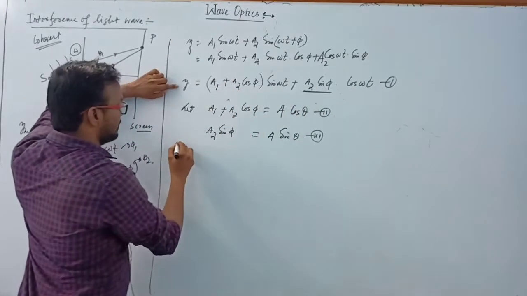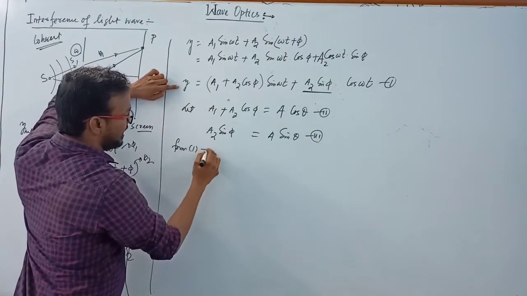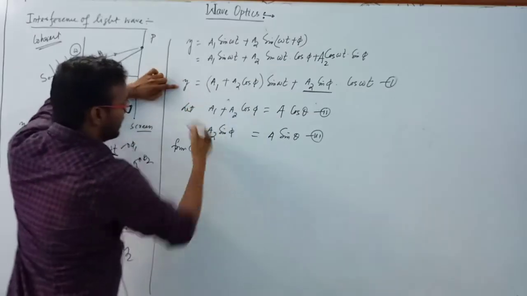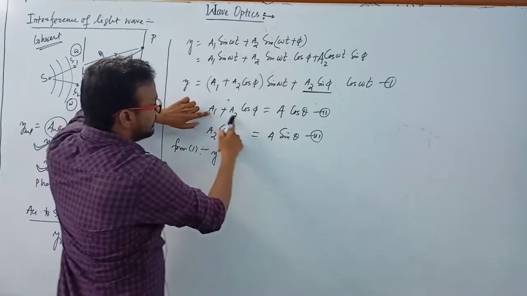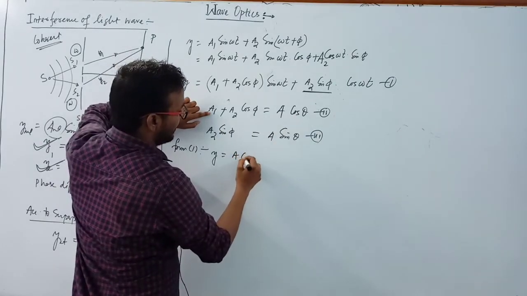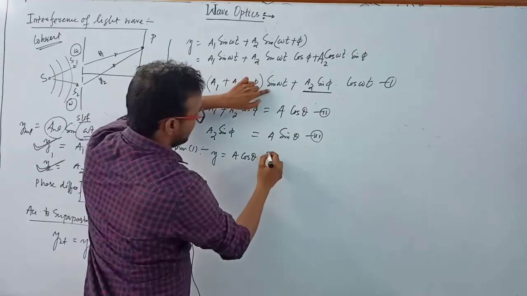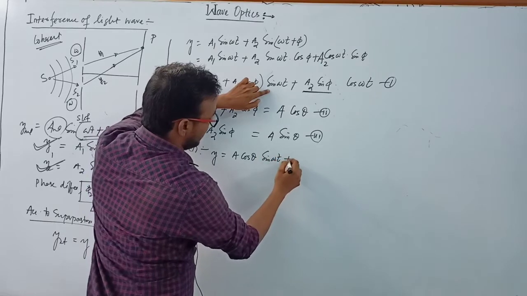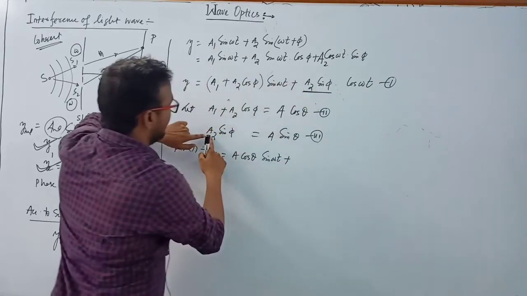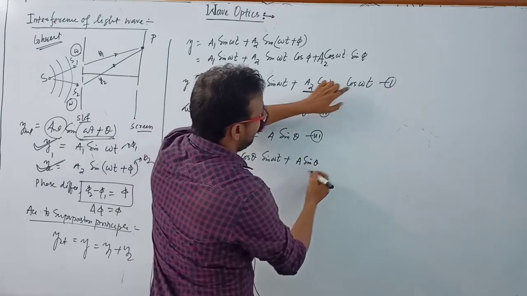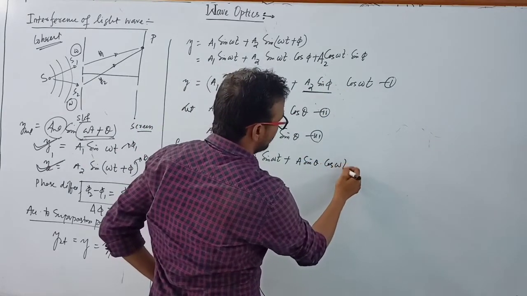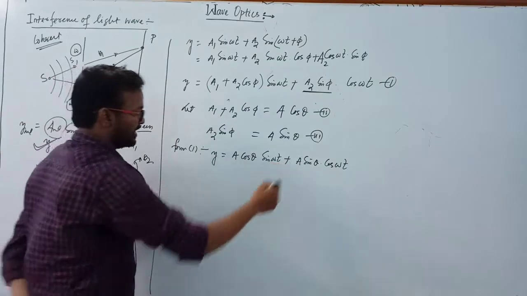Then equation 1, from 1 by using 2 and 3 we get y equal to a1 plus a2 cos phi, which is equal to a cos theta, into sin omega t, plus a2 sin phi equal to a sin theta, and cos omega t. Now look at this relation.